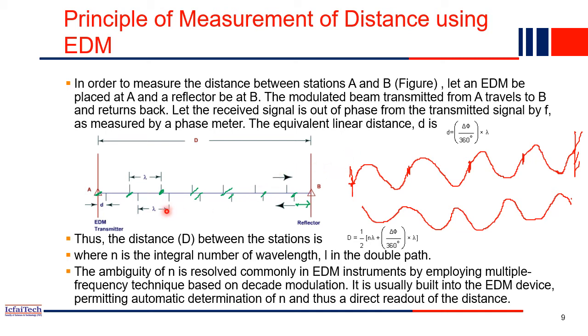So this phase difference we call delta phi. Delta phi is the phase difference. The total phase difference will be 360 degrees, meaning completely out of phase. So the phase difference delta phi by 360, the total maximum phase difference, into wavelength lambda, will be the d value. Small d means this distance, the phase difference distance, so that you can compute what the small d is.